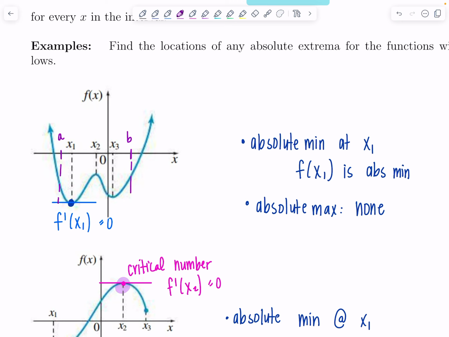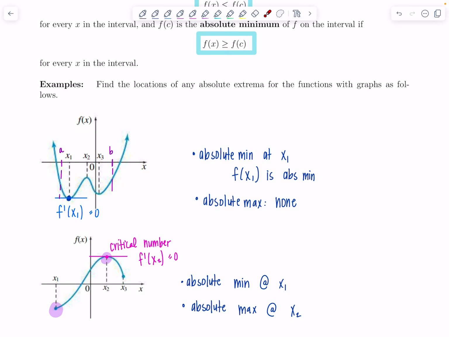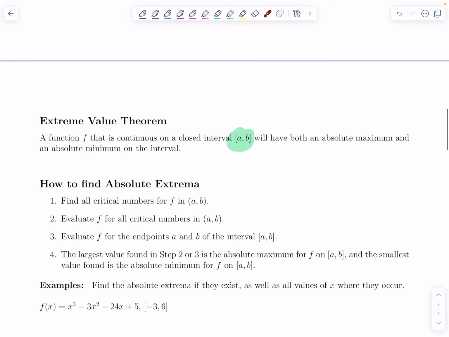on the interval. If I imposed this restriction, this would still be my absolute min, and then depending on if the function value is higher at x2 or here, then one of those would yield my absolute max. So the extreme value theorem is very useful because we know we're guaranteed both an absolute max and min so long as we're looking at a continuous function on a closed interval.